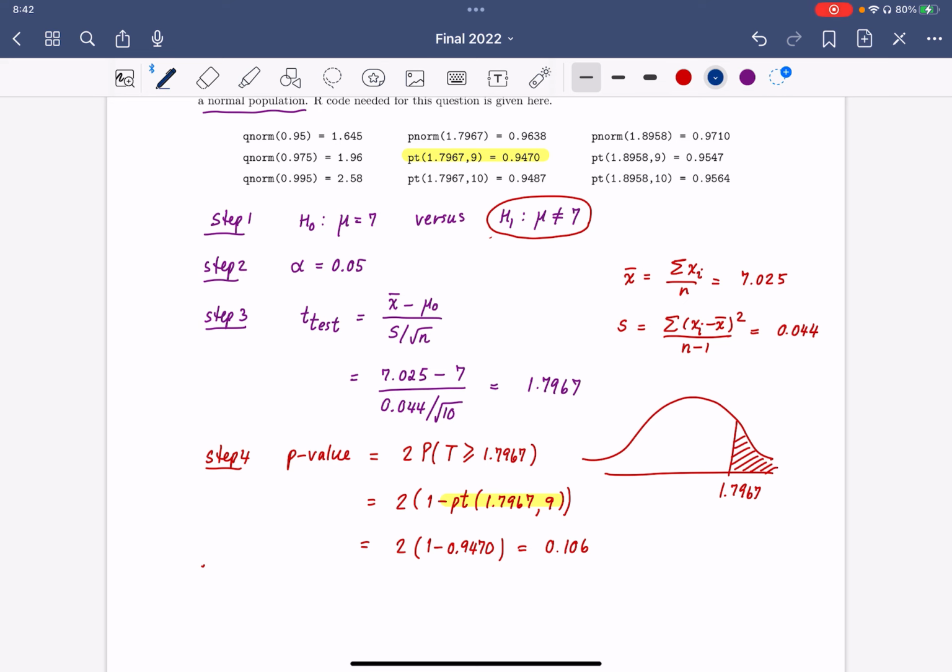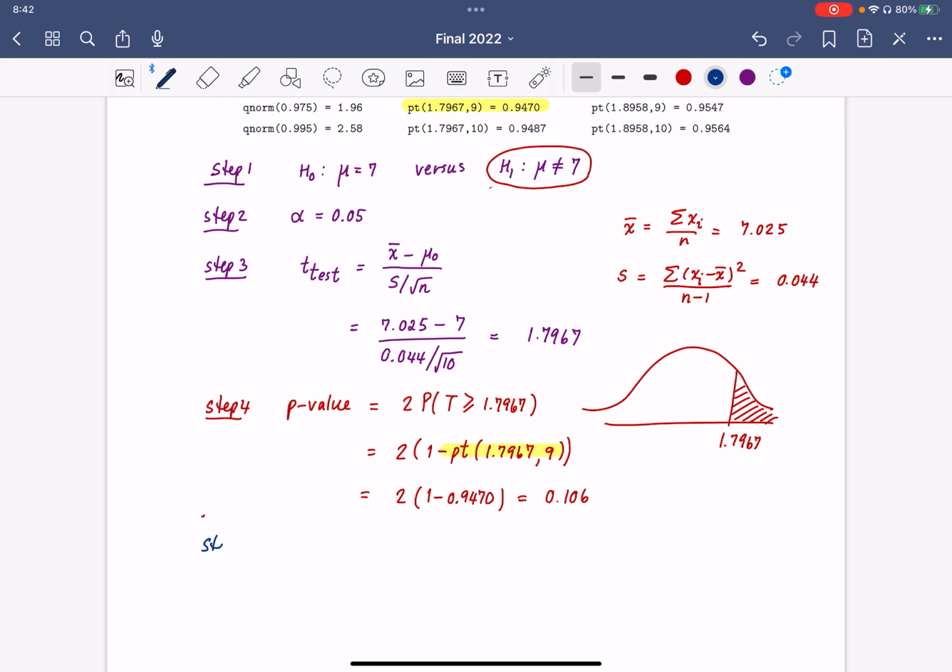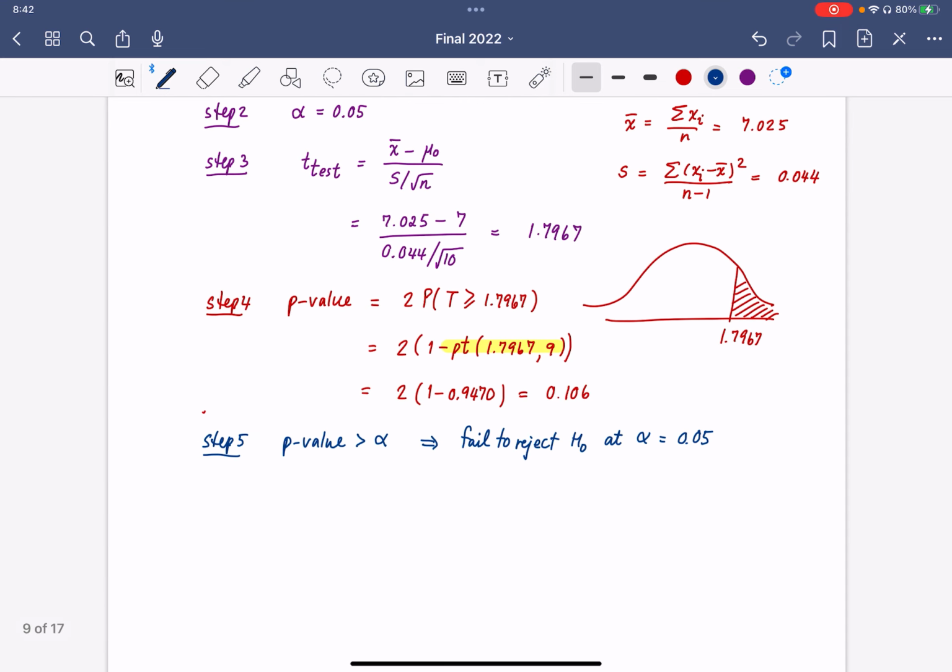The last two steps are the conclusion. Step number 5: the p-value is 0.1, which is bigger than alpha. So you fail to reject again. You fail to reject the null hypothesis at alpha equal to 0.05. And then step number 6, you make the conclusion.